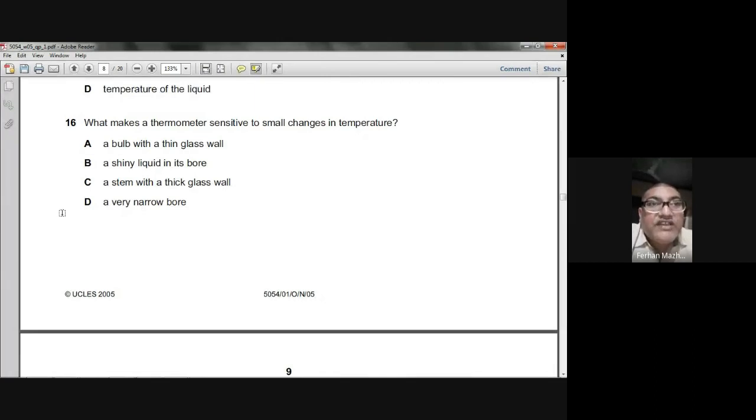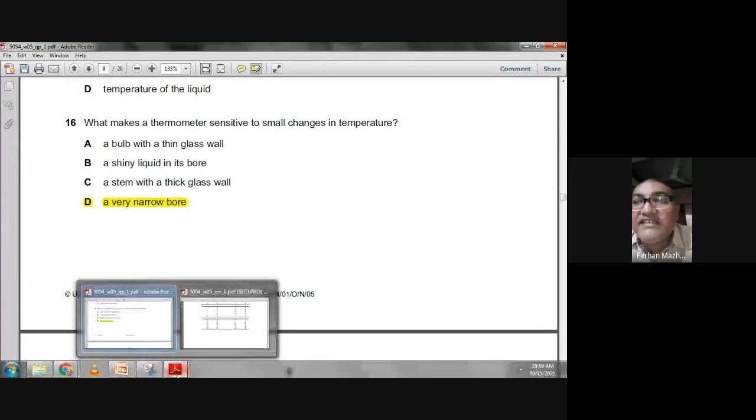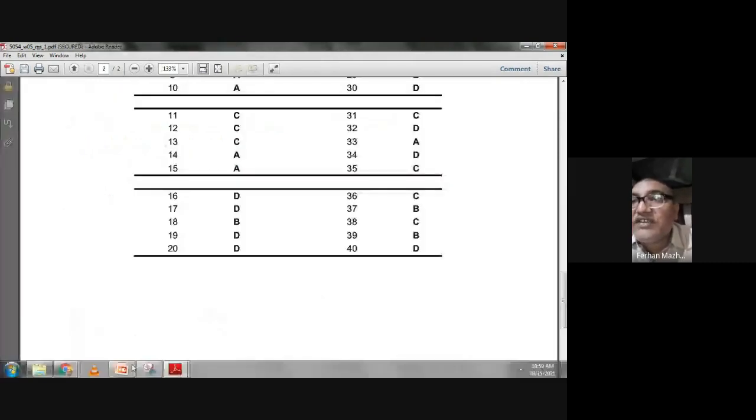A shiny liquid in its bore, no. A stem with a thick glass wall, no. A very narrow bore, yes. When you make the bore of that capillary in which the mercury travels very thin, for the same rise of temperature, it will show a larger change in the length of the mercury column. So that makes it more sensitive. So I think D is the choice. Let's check first of all. Question number 16, D is the choice.